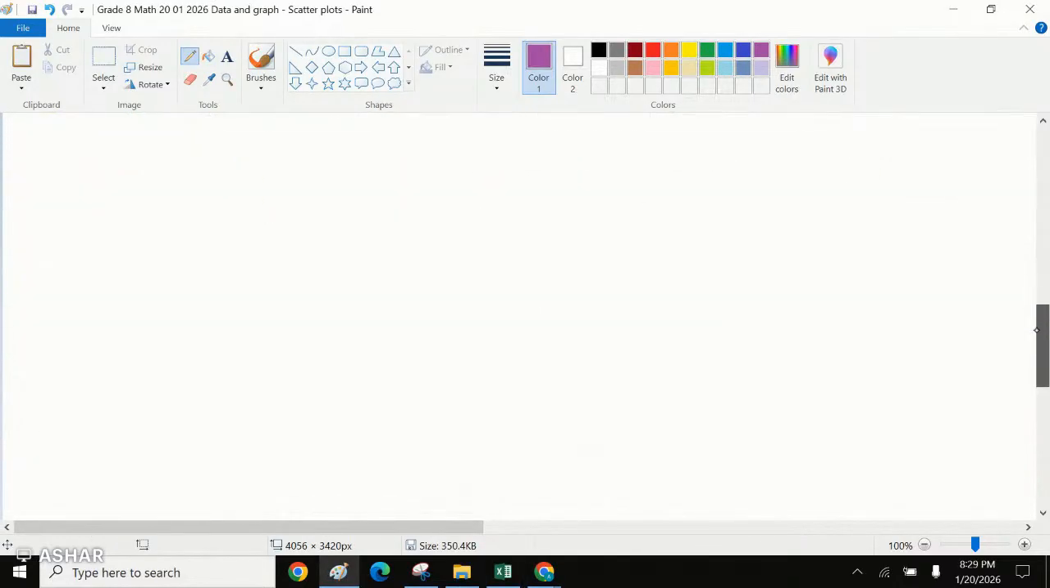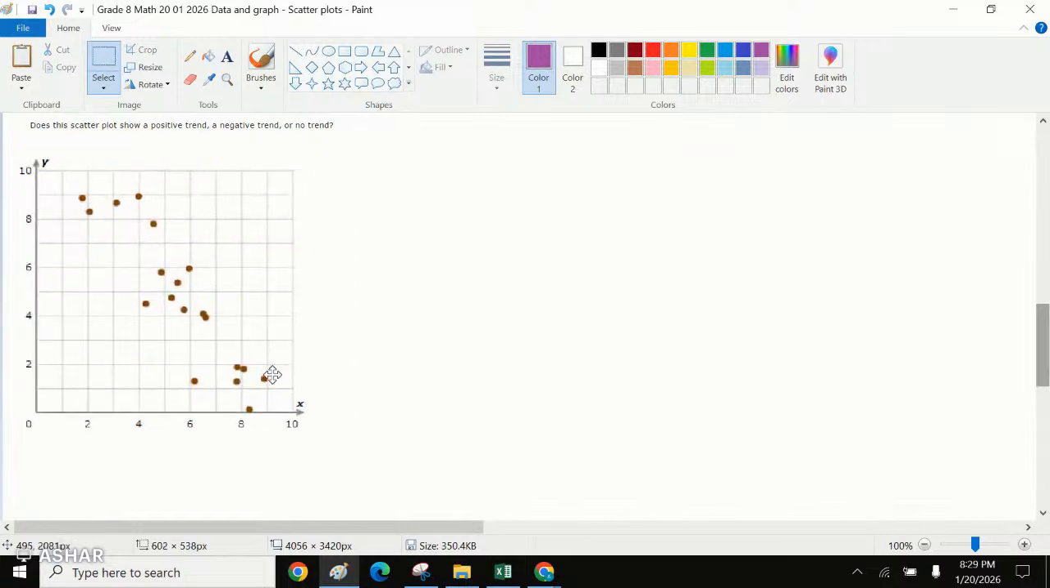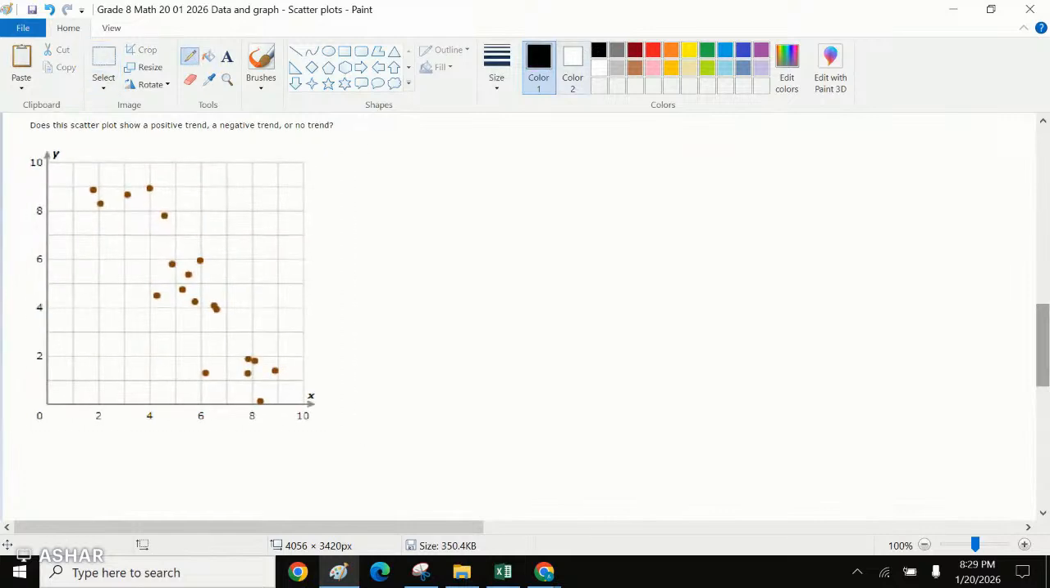The next question we have is question number 11. Question number 11 states, does the scatter plot show you a positive trend, negative trend, or no trend? So what kind of a trend do we see over here? Can I make a positive, increasing line? Is this line touching the maximum number of points, or are the points near to the line? I don't think so, because these points are very far from the line, right? That means we cannot have a positive trend.